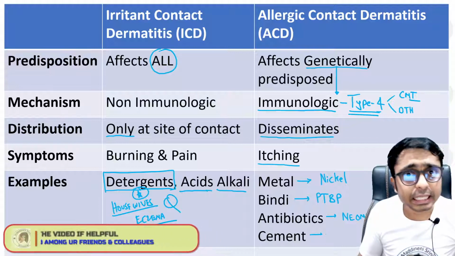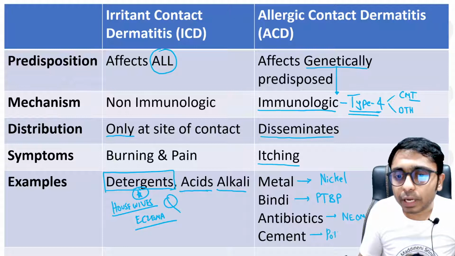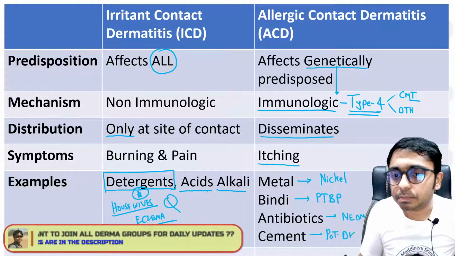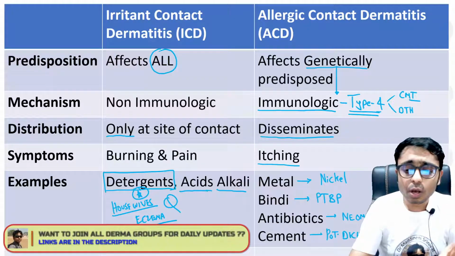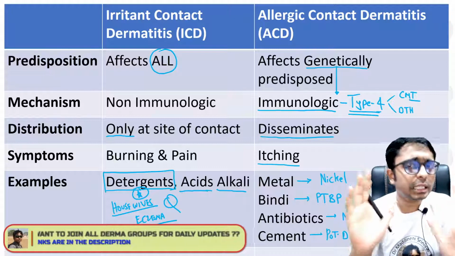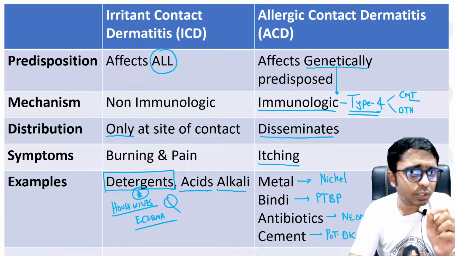And the last one is a previous AIIMS question. So potassium dichromate, which is present in the cement, can produce allergic contact dermatitis in the masons or daily wage laborers who come in contact with the cement. Okay, so these are the important differences between ICD and ACD. I hope all of you have understood all these differences.